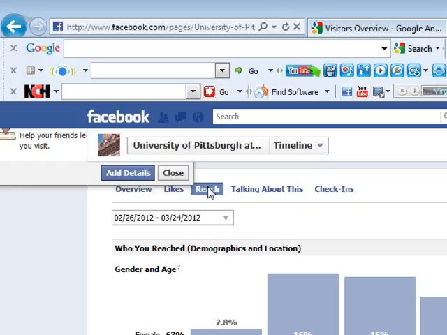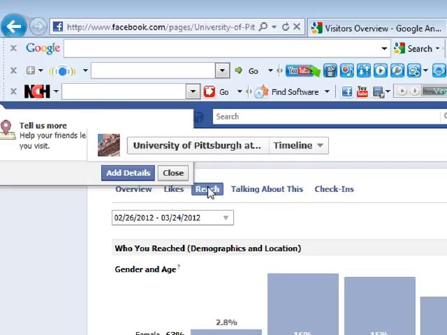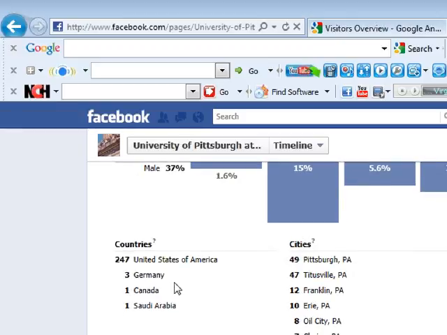This tells how many people, based on the edge rankings in Facebook, we effectively reached. So the percentage male versus female is slightly different. Female 63%, male 37%, still pretty heavy on the female side, and you can effectively see who we reached here. But what is surprising, we've effectively reached 3 people in Germany, 1 in Canada, another in Saudi Arabia. So it's so interesting to find out who exactly is looking at you.